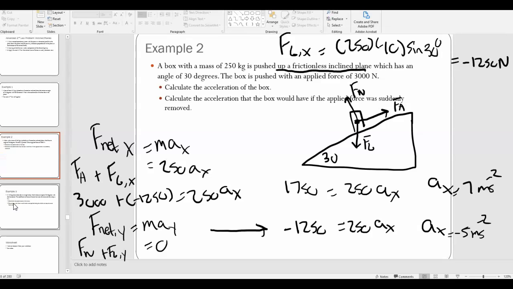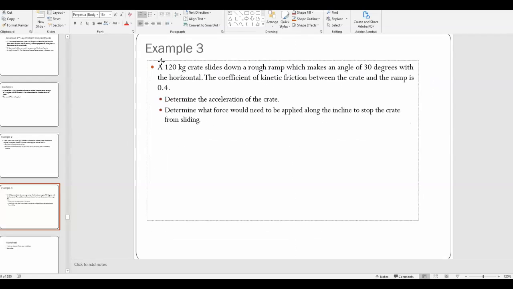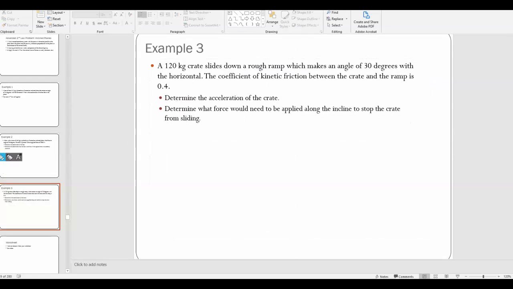Okay, so we're going to do one more example with friction, and then that'll be it for inclined planes. Hopefully you appreciate, aside from the novelty of the rotated coordinate system, these problems are really not anything that you can't handle. Okay, so now we have a problem, let's say crate, blah, blah, blah, ramp, blah, blah, blah.